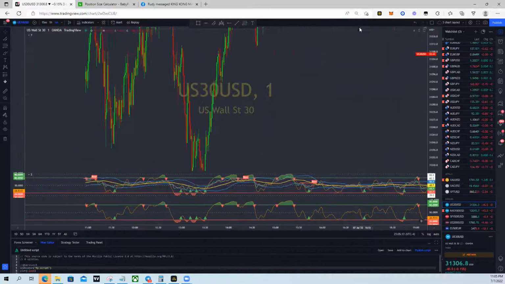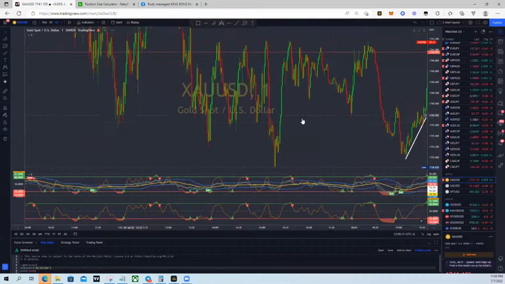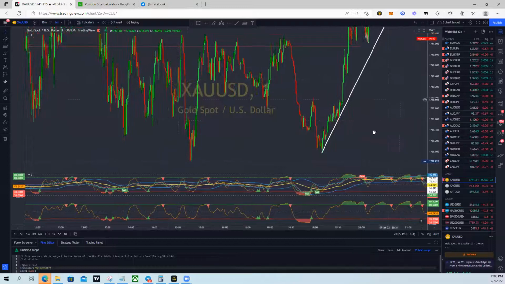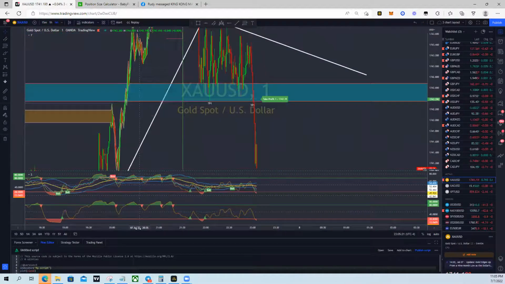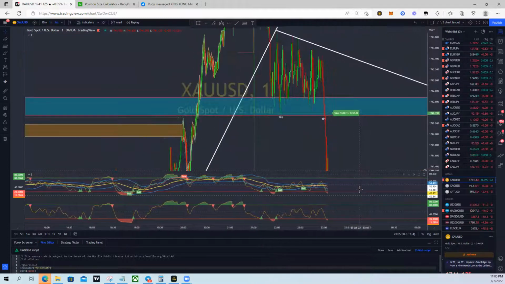Yo, look at gold finally break. You see what I'm talking about? This is what I'm talking about. This is exactly what I'm talking about. When it finally breaks, oh, when it finally breaks, oh God, bro, that's what I'm talking about.